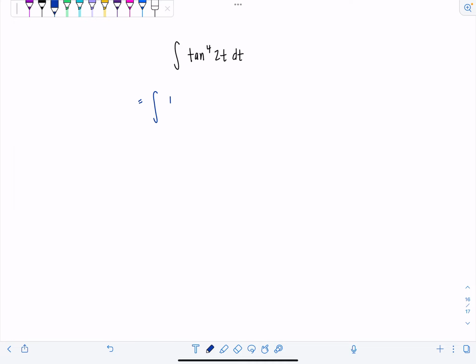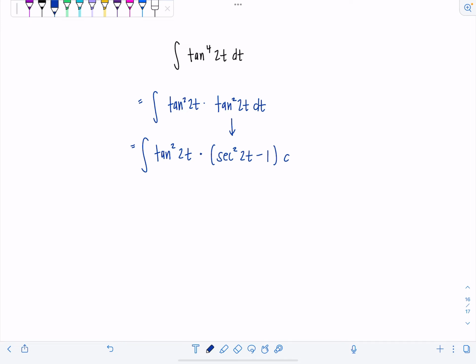So I'm going to break this up into tangent squared 2t times tangent squared 2t dt. And then we're going to use our Pythagorean identity, and replace one of the tangent squareds with secant squared 2t minus 1. Now, if you forgot your Pythagorean identities, then you are in trouble. Now's a good time to just memorize them and put them somewhere safe in your brain so they don't slip out. You're going to need them.